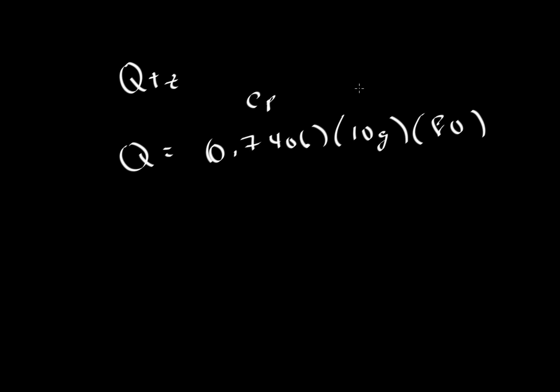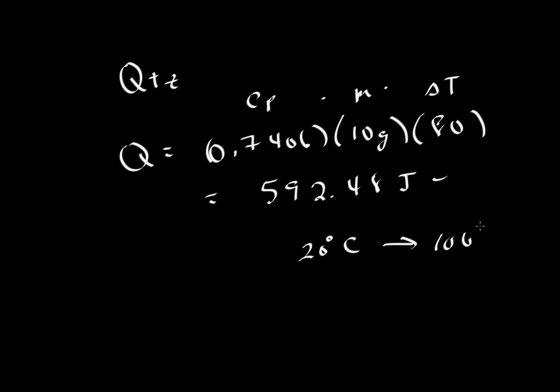So this is Q is equal to Cp times N times delta T. And that comes out to, if I've done this correctly, 592.48 joules. So that's how much energy we would need to add to quartz to be able to increase it from, let's say, 20 degrees centigrade to 100 degrees centigrade, just to take an arbitrary interval. This heat capacity should be roughly independent of the temperature interval.